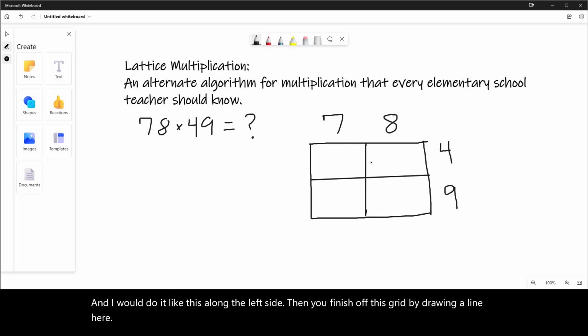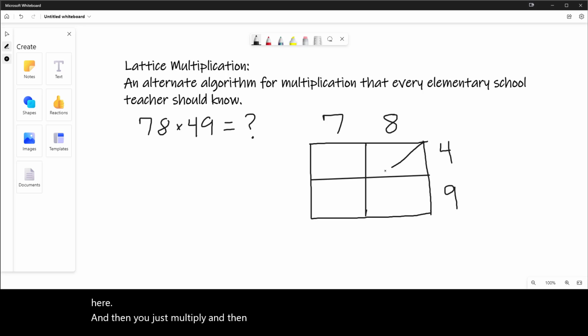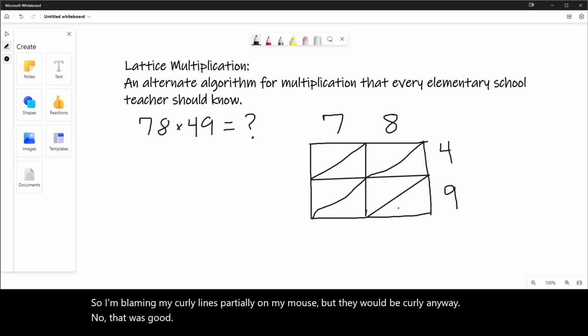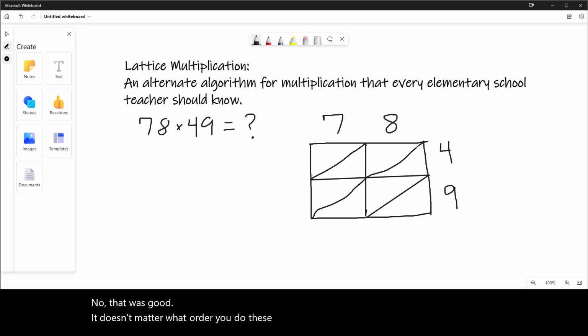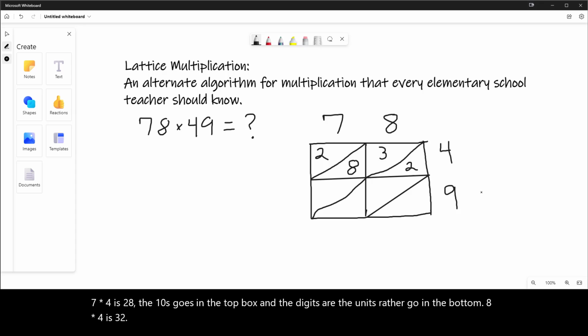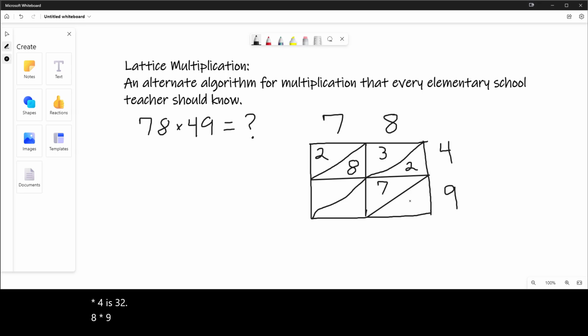And then you just multiply, and then let me rephrase this, then you cut each grid in half diagonally. So I'm blaming my curly lines partially on my mouse, but they would be curly anyway. Ooh, that was a good one. It doesn't matter what order you do these in. 7 times 4 is 28. The tens goes in the top box, and the units go in the bottom. 8 times 4 is 32. 8 times 9 is 72. 7 times 9 is 63.